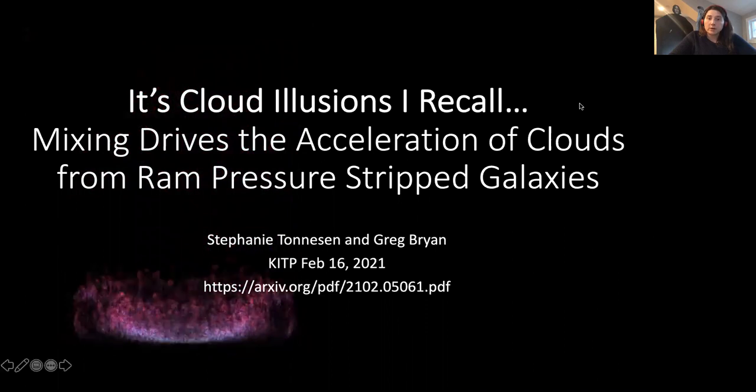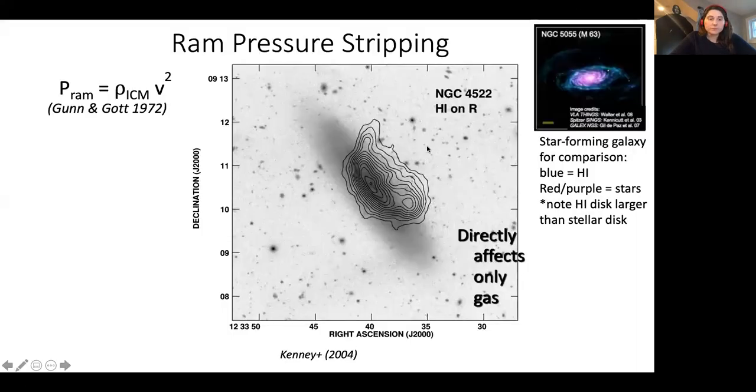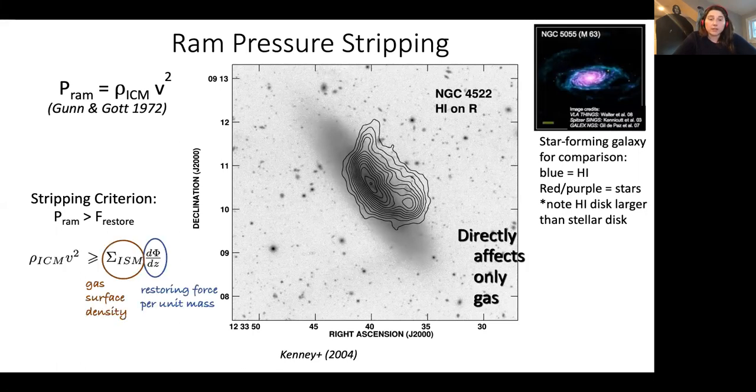First, a primer on ram pressure stripping. It was introduced almost a half century ago as a contact force per unit area, pushing gas out of a galaxy, and is often assumed to be instantaneous. This means that at any time you can simply compare the ram pressure to the restoring force to determine if gas will be stripped. But this is a hydrodynamical interaction, so we decided to come up with a very simple mixing model for gas acceleration from galaxies.